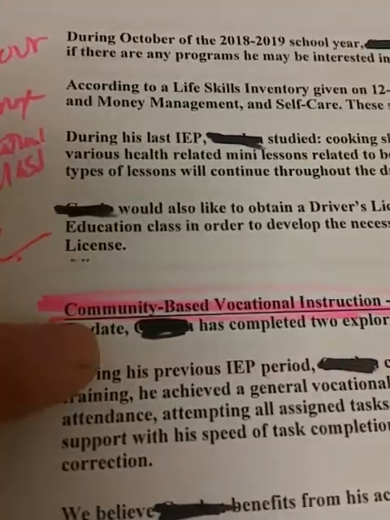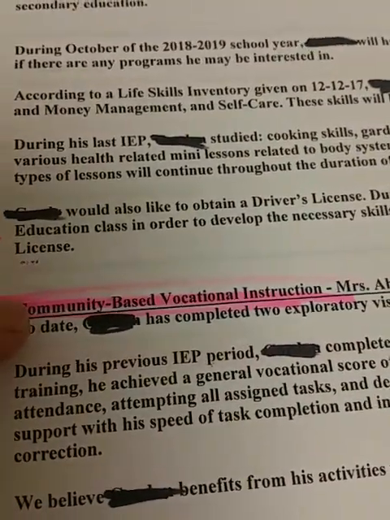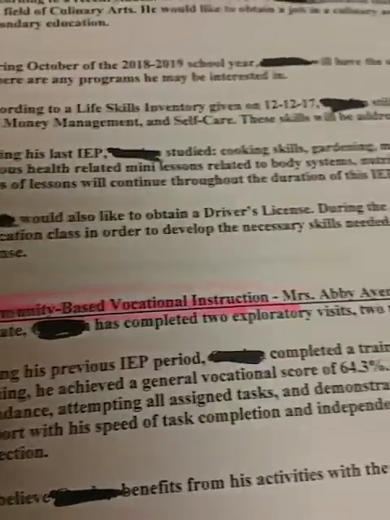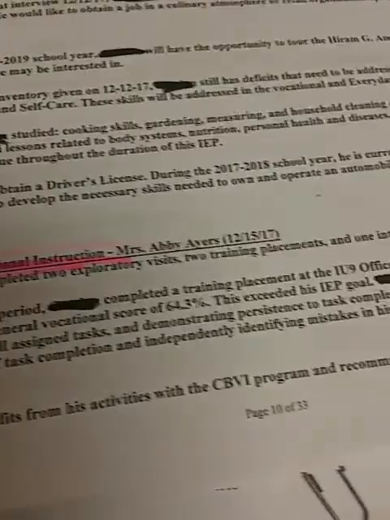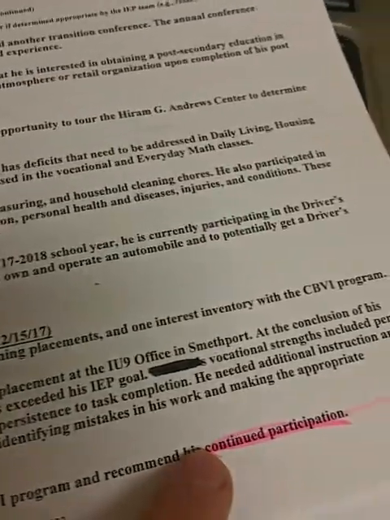And as you can see down here, here's the blurb for the community-based vocational instruction. He was taken out. It talks about what skills they were working on, how he did, and the recommendations for the next year.